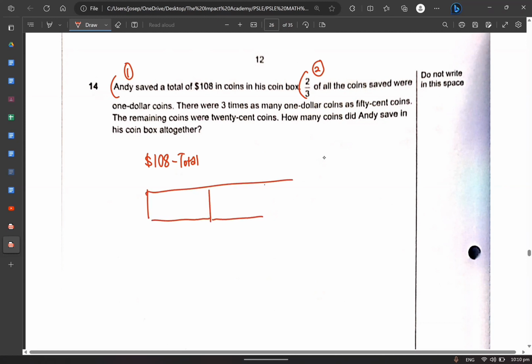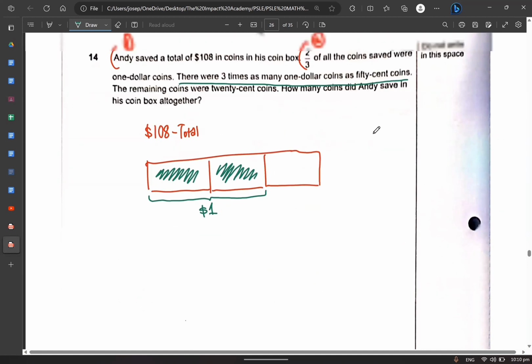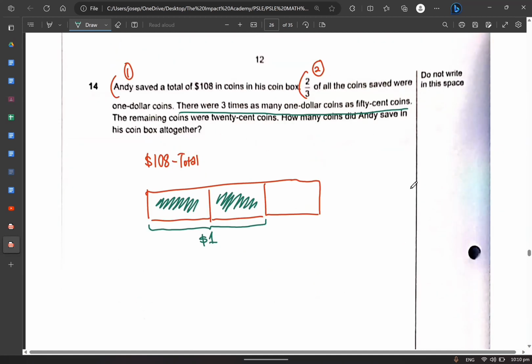We're going to show that this is 3 units. And of course, we are going to shade the first 2 units, and we're going to say that these are $1. Okay, now as we continue to read, it says that there were 3 times as many $1 coins as 50-cent coins. So what does that mean? What is the meaning of 3 times as many $1 coins as 50-cent coins? Okay, so we know that when you see something like that, it means that $1 coin will be 3 units, 50-cent coins will be 1 unit.